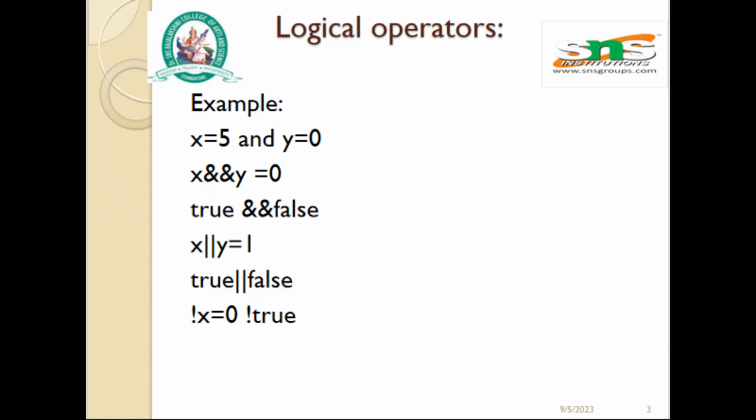So here we are giving x equal to 5 and y equal to 0, and x and y represent that it is not equal to 0. We are given two conditions, and these two conditions will be checked for whether they are true or false. If the condition is true, then the output will be 1, and if the condition is false, then the output will be 0.